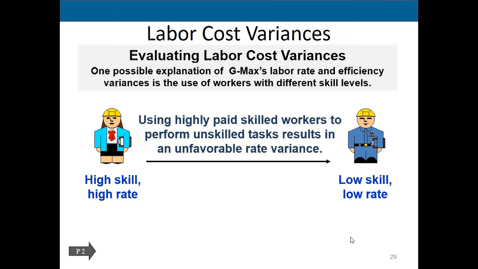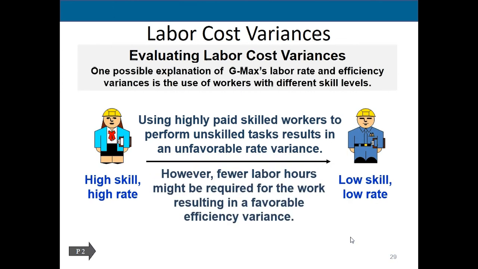Usually the higher the skill, the more you have to pay. The lower the skilled worker, the lower you have to pay. So typically using highly paid skilled workers will result in less hours used, right? Fewer labor hours might be required for the work, resulting in a favorable efficiency variance. So there, you have to strike a balance. The production manager might have been trying to do something well here by hiring more skilled labor at 30 cents more an hour to save time. It didn't work out that way.